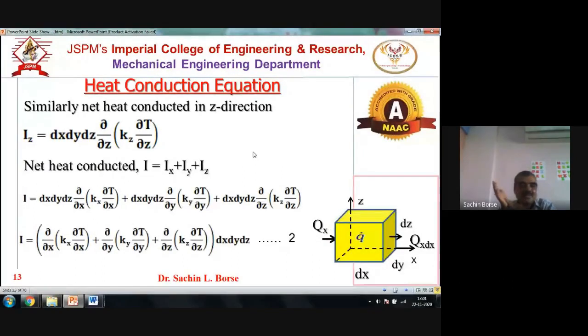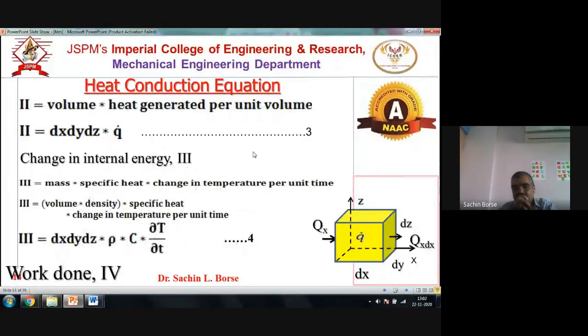So we have calculated the first part, that is the net heat conducted. Now we have to calculate the second part, that is the heat generated. So move to slide number 14. As I mentioned when we started, q dot is the heat generated per unit volume. So if I multiply q dot with the volume, we will get the heat generated. So what I did now, I multiplied q dot with the volume dx dy dz. So we have finished part number 2, that is 1 and 2, which are on the left hand side.